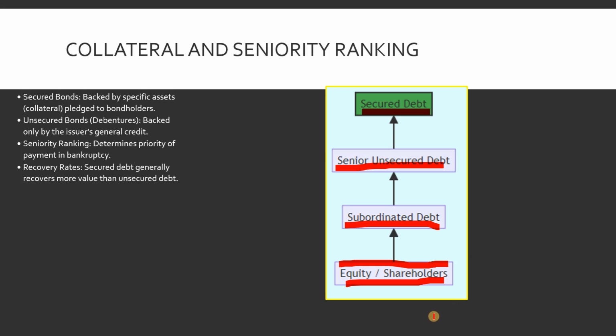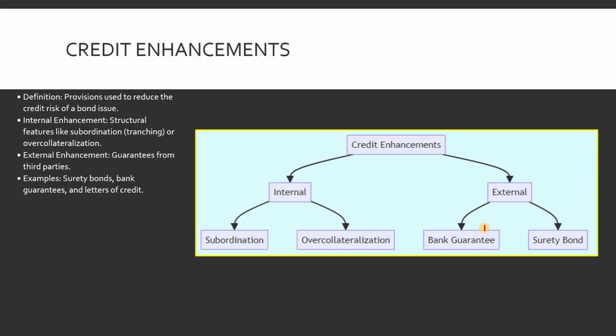Now let's understand the concept of credit enhancements, also sometimes referred to in short as CE. What does credit enhancement mean? Sometimes issuers need to make their bonds safer to attract investors. They use credit enhancements. There are two types of credit enhancements: internal enhancement, which is built into the bond structure itself.